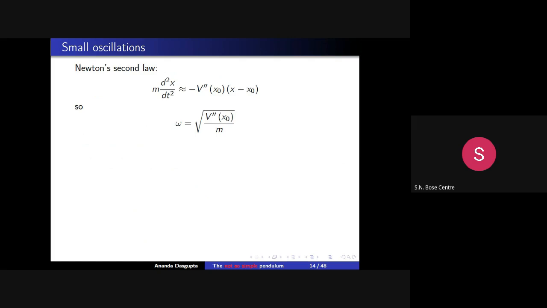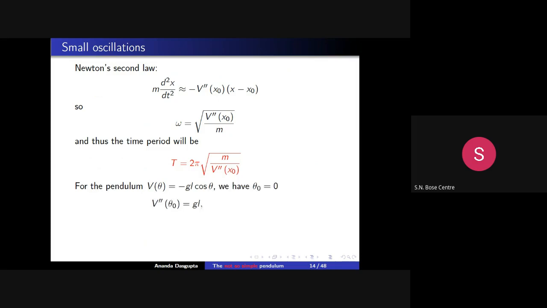And therefore the time period will be 2π by ω, 2π times the square root of m by V double prime. And for the pendulum, just to verify that we have got it right, V of theta is given by, okay, I dropped the m, there should be an mgl cos theta. Okay, that's V of theta. And therefore, theta 0 equals 0. That is where the equilibrium position is.